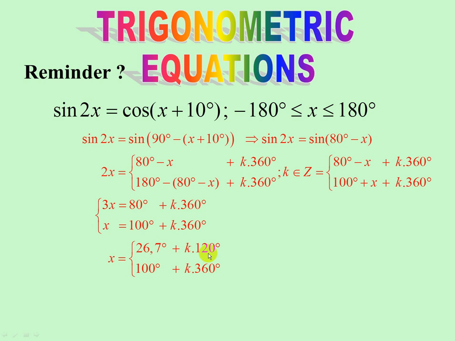What about 1? Yes, that plus 120 gives you 146,7 within there. This one no good for 1. So k equals negative 1, and we'll have 26,7 degrees minus 120 degrees. We'll have k equals 0, which is my straight answers. And k equals 1, we'll have the 26,7 degrees plus 120 degrees.